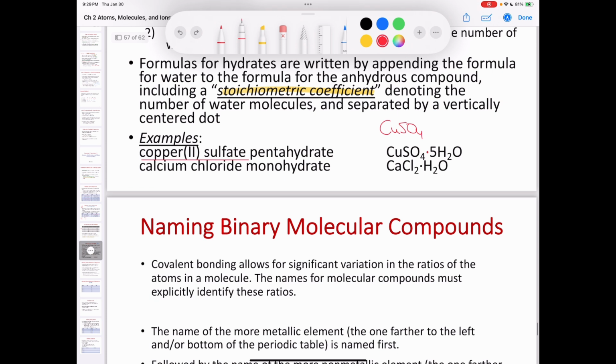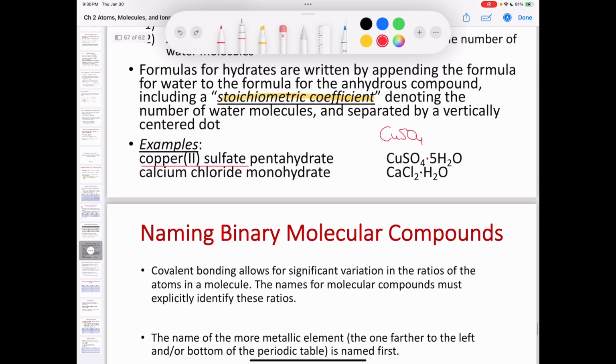For the other one, you guys recognize calcium chloride. Well, in this case, the prefix, or the coefficient, isn't shown, so it's implied that it's a 1. So this would be mono, okay? So you'd call that calcium chloride monohydrate.